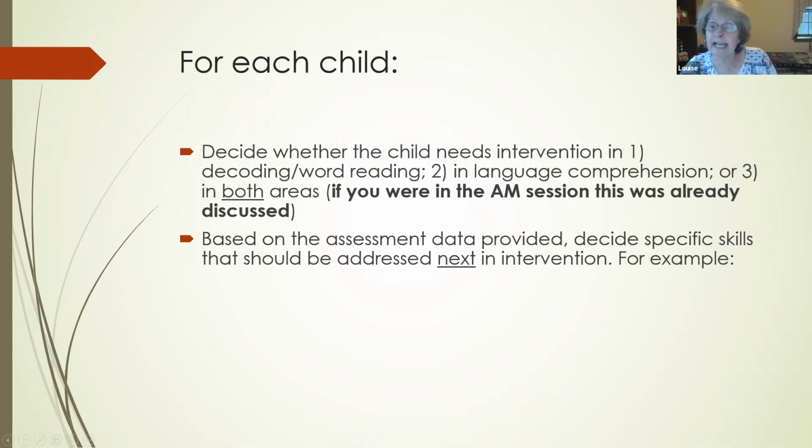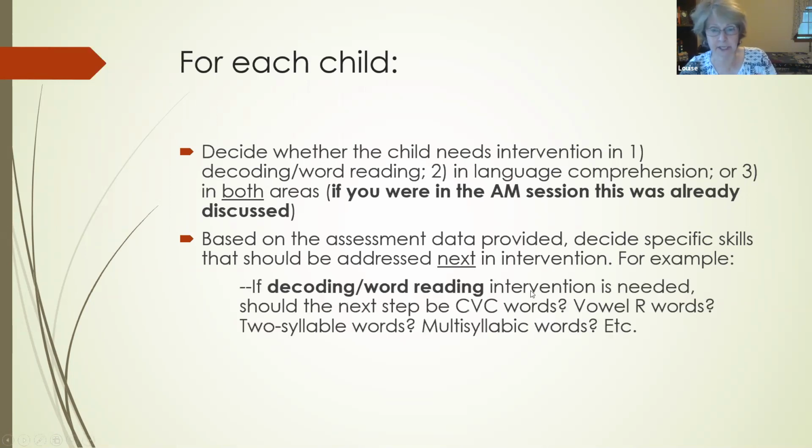Based on the assessment data that's provided, decide the specific skills that should be addressed next in intervention. For example, if decoding and word reading intervention is needed, should the next step for this student be CVC words, vowel-R words, two-syllable, multi-syllable words, etc.? In making these judgments, both children have either core phonics survey data or GE test data, so use 80% as your criterion for mastery.